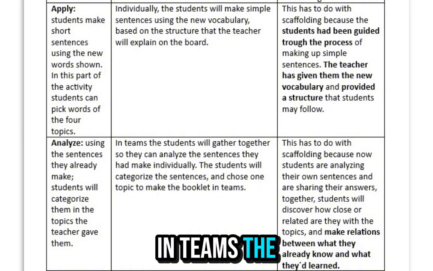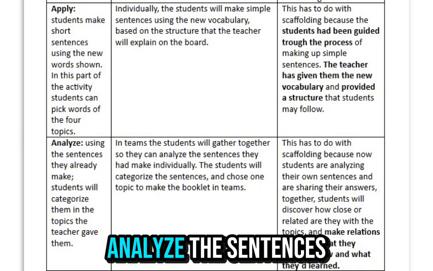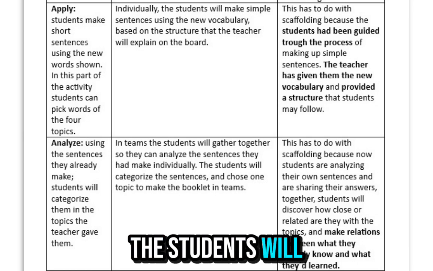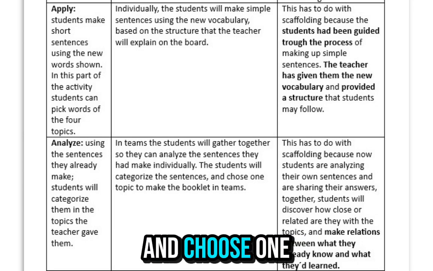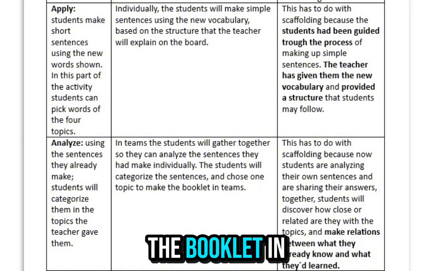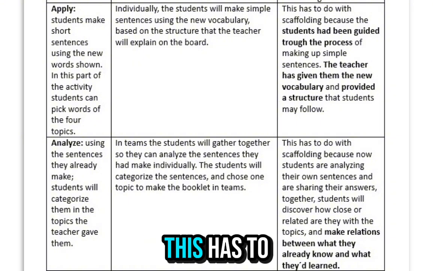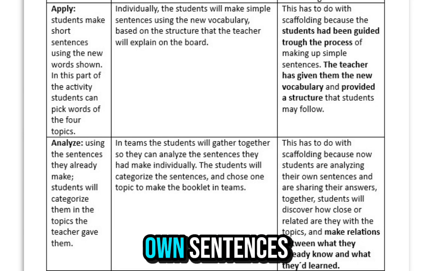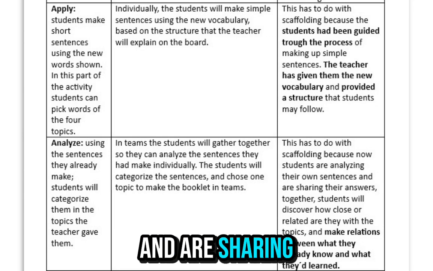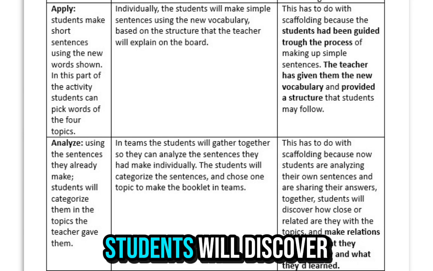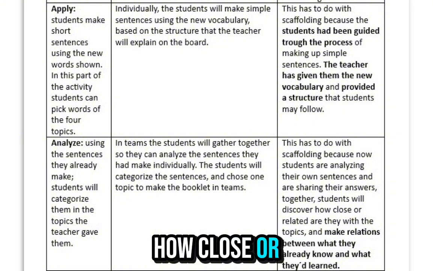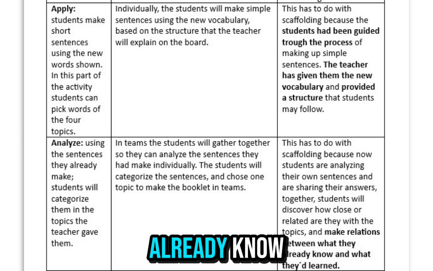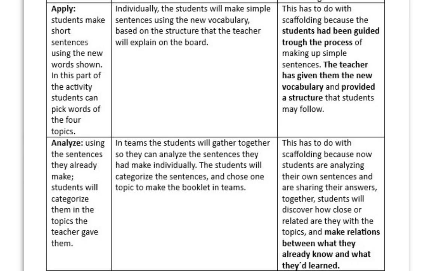In teams, the students will gather together so they can analyze the sentences they had made individually. The students will categorize the sentences and choose one topic to make the booklet in teams. This has to do with scaffolding because now students are analyzing their own sentences and sharing their answers together. Students will discover how close or related they are with the topics and make relations between what they already know and what they had learned.